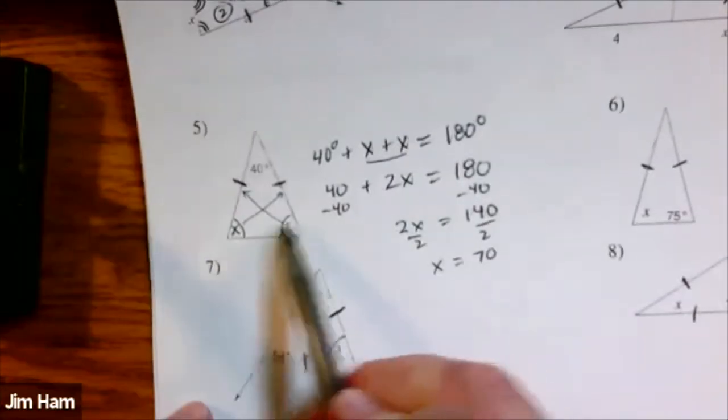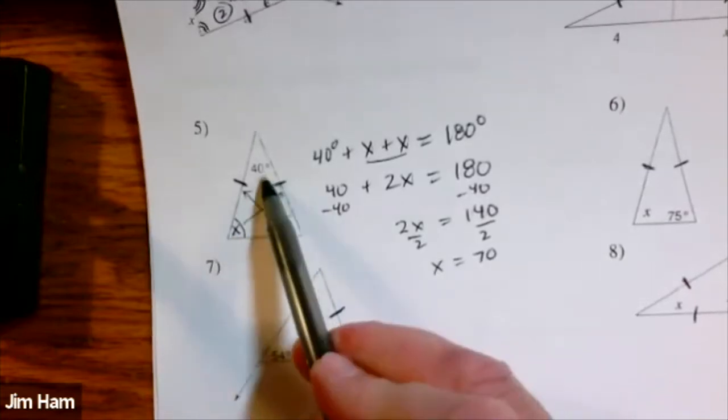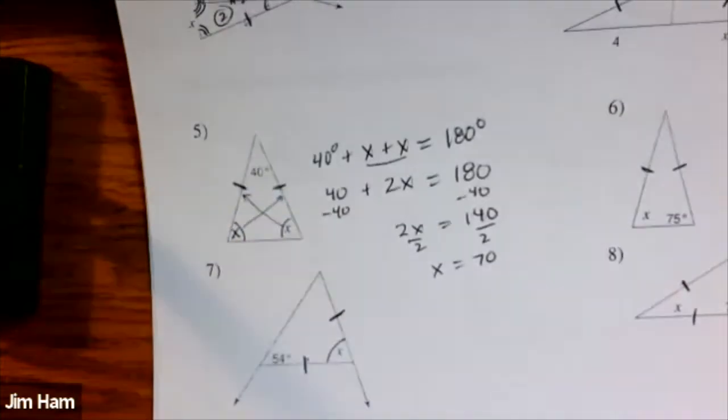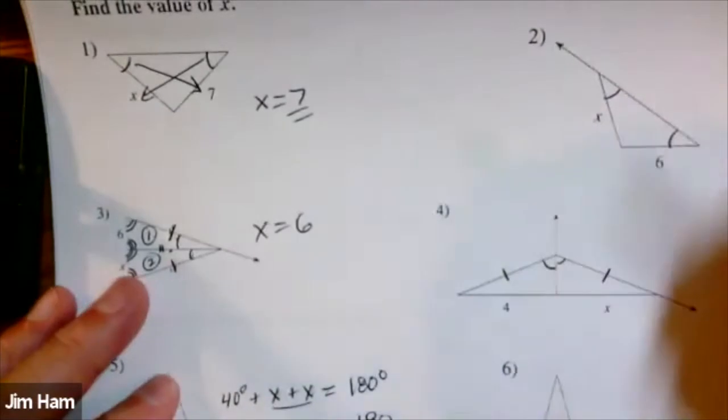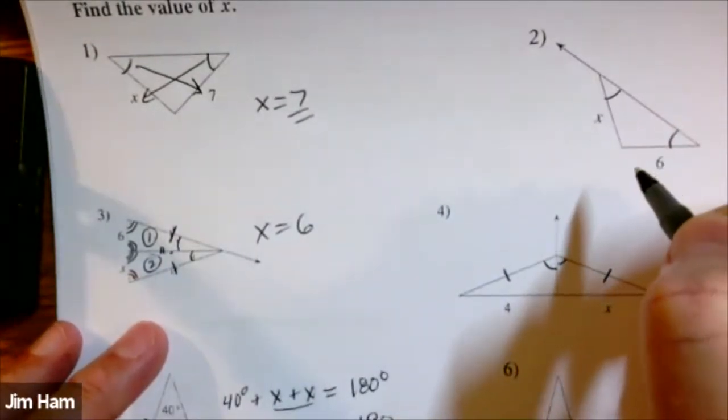So if this is 70 and this is 70, that's 140 when you add them together. If you add that to 40, the three angles add up to 180. Okay, what about number 2? I'll ask for participation now. So go ahead and put your answer to number 2 in the chat.